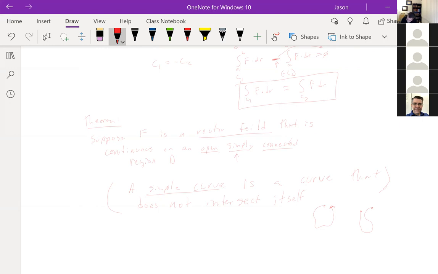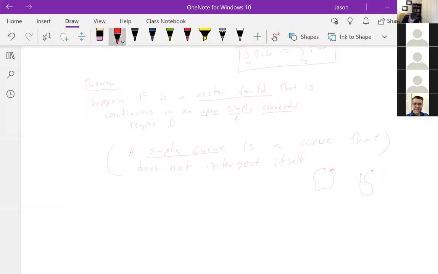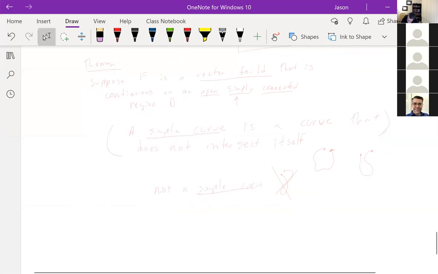Okay, what would not be a simple curve? That would be like this guy here, right? Not a simple curve. You do not exist in my simple curve regions. Let's talk about a simply connected region. What's a simply connected region?